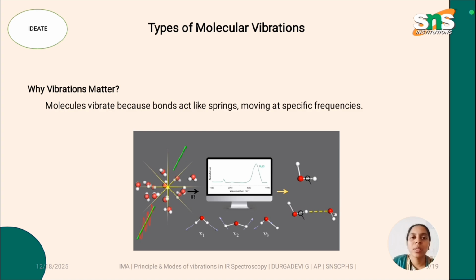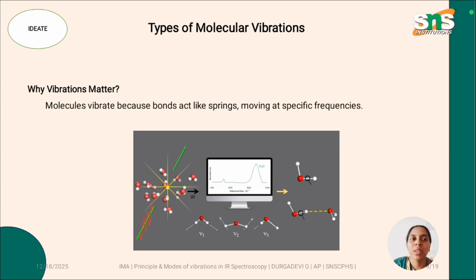categorized here. Why vibrations matter is because the molecules vibrate, since bonds act like springs moving at specific frequencies. So we can see the molecule consists of different atoms, and the different atoms are linked to each other with the help of bonds, and these bonds are like a spring. So they are actually flexible. While they are flexible, they will have electronic energy, rotational energy as well as vibrational energy. Each molecule consists of atoms with specific bonds, and these are responsible for the vibrations. So for each molecule the vibrations will be different.